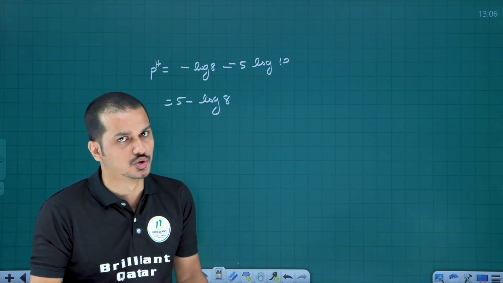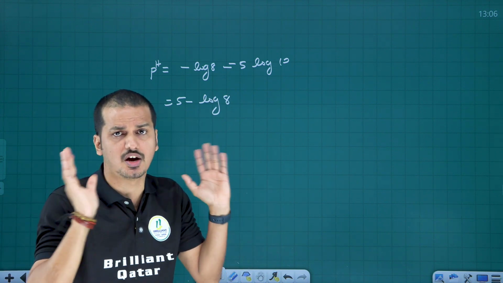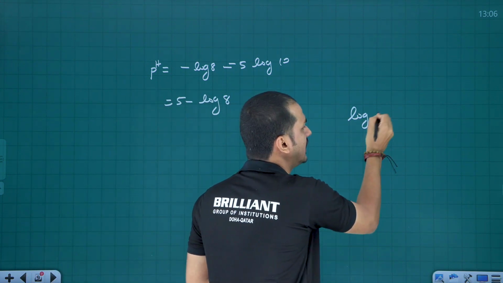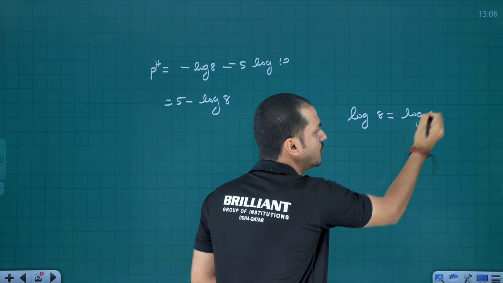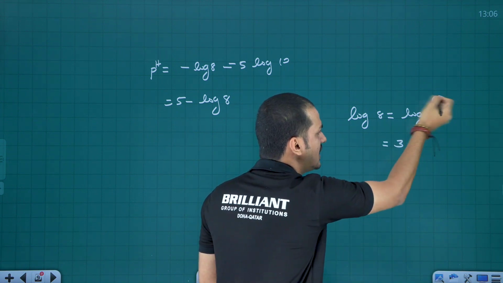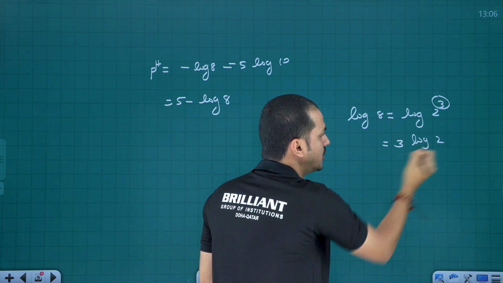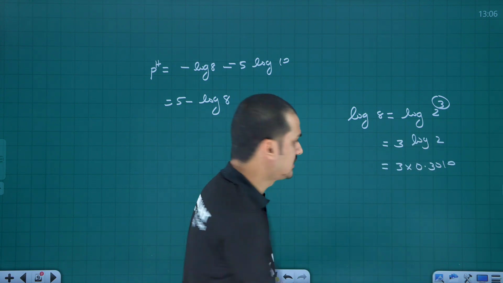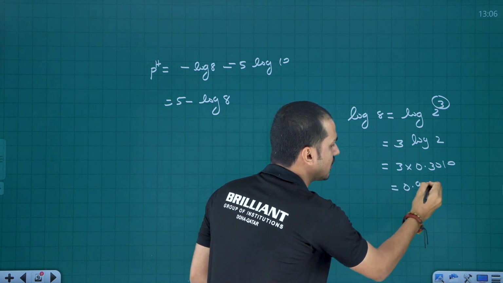Sometimes they will give you log 2. If they are not giving it, you must remember it. So how can we solve log 8? Log 8 is equal to log 2 cube. Log 2 cube means this 3 I can take outside: 3 log 2. Log 2 is 0.3010. That is equal to 0.9030.